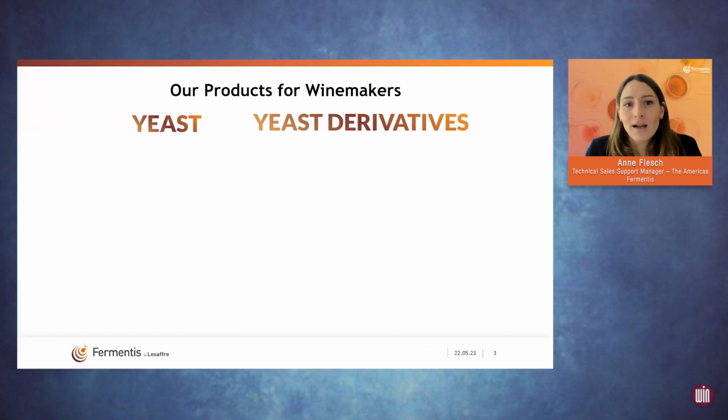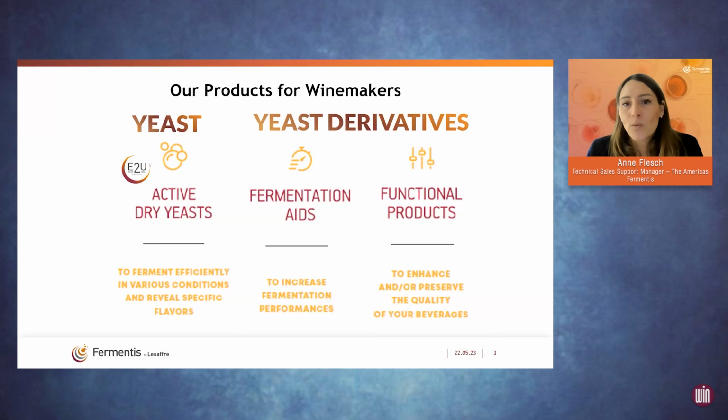Still in the introduction, just so that you understand what we do, we have two categories of products for winemakers. First, yeast, and more specifically active dry yeast, to ferment efficiently in many different conditions for many different wine styles and to reveal very specific flavors. We also have yeast derivatives in two categories: fermentation aids, such as nutrients, that increase fermentation performance, and functional products that enhance and preserve the quality of your beverage, for example avoiding oxidation of your wine or increasing color or mouthfeel.